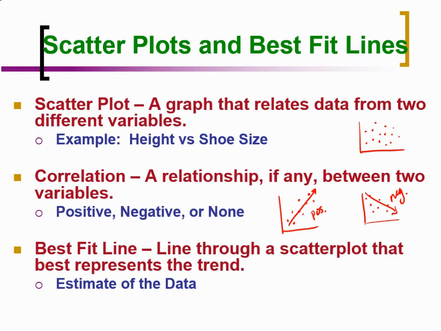So the best fit line, or line of best fit, as you'll often hear it referred to, is a line through a scatter plot that best represents the trend. So it's really an estimate of the data. It will take a whole bunch of your data and, in a sense, average it out and find that middle happy place where we could say, okay, on average, the data is falling along the line.